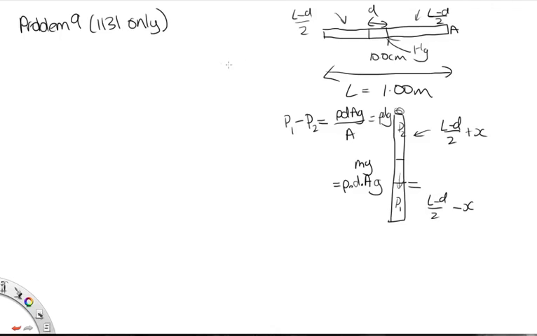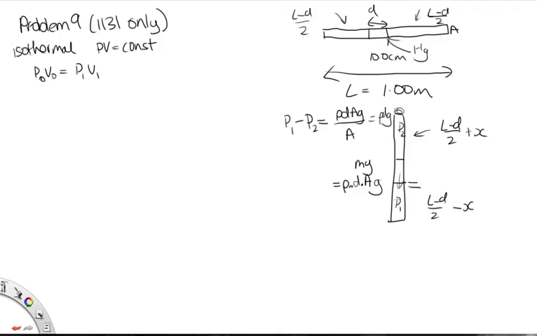Okay, the question asks us to find x, by how much this mercury moves when (a) it's isothermal, and (b) it's adiabatic. For an isothermal process, we know that PV is constant. So P0 V0 is equal to P1 V1.